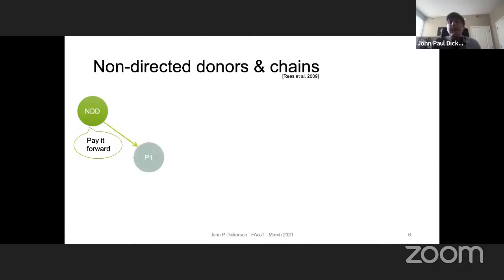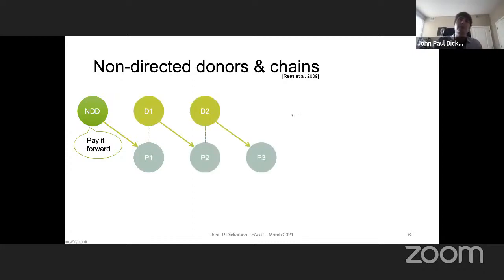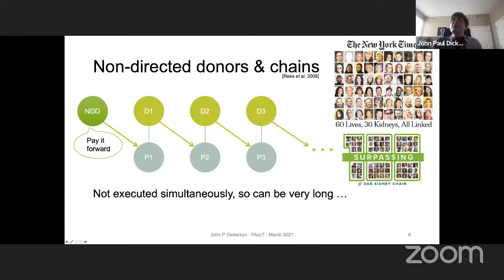So in a setting like this, we have somebody come into the kidney exchange. They give one organ to a patient who has a paired donor who gives to a patient, who has a paired donor who gives to a patient, who has a paired donor who gives to a patient. And these can go on for a very long time. Indeed, here's a screenshot from the early 2010s in the New York Times with a 30 length chain. So it involved about 60 people. And more recently, for example, the University of Alabama at Birmingham worked on a multi-year chain that included over 100 people.